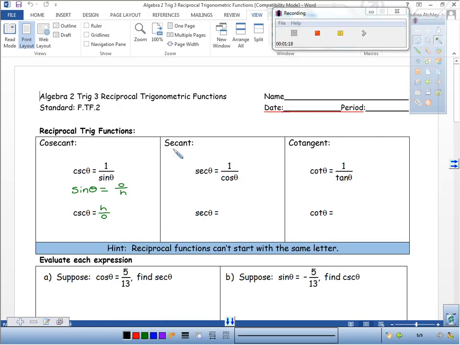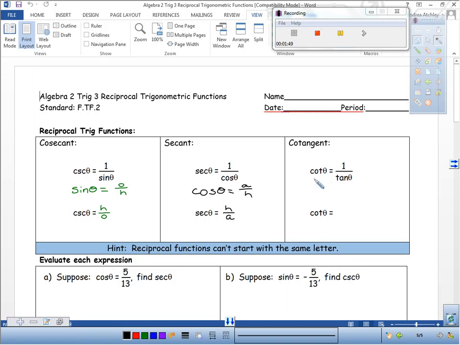Then secant goes with cosine. Secant is abbreviated SEC, and it's 1 over cosine. So let's just review cosine of theta. Jenna, what is cosine? Very good. Adjacent over hypotenuse. So secant is hypotenuse over adjacent. Any questions over that?